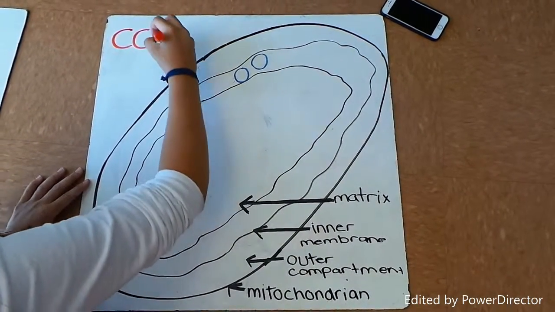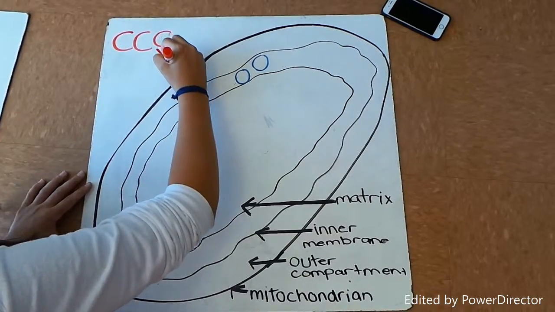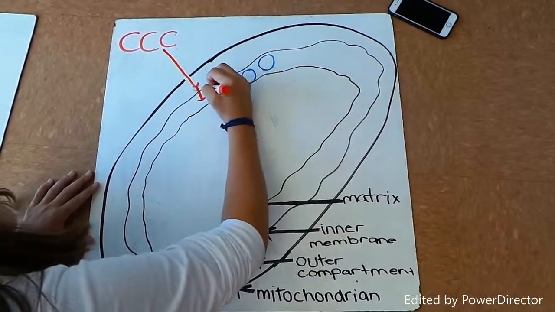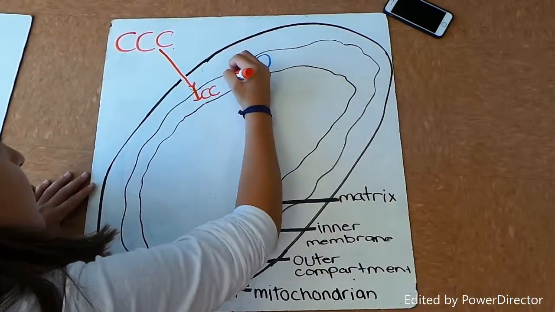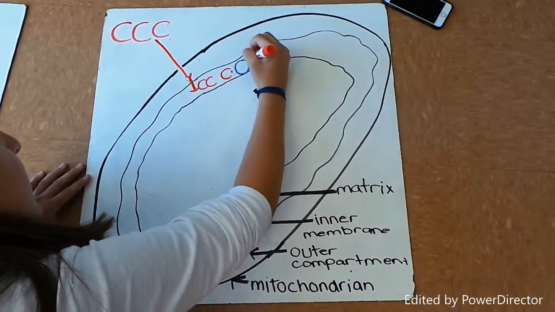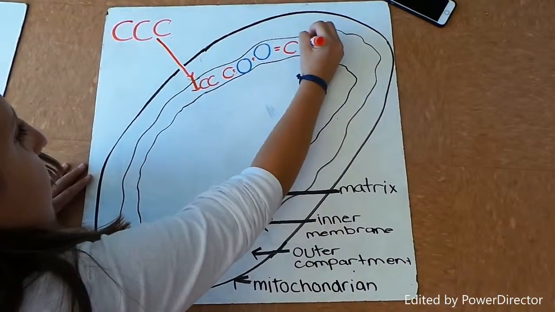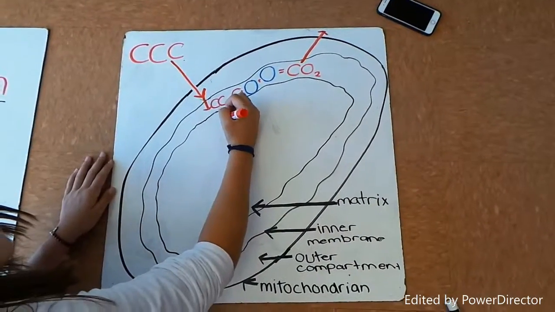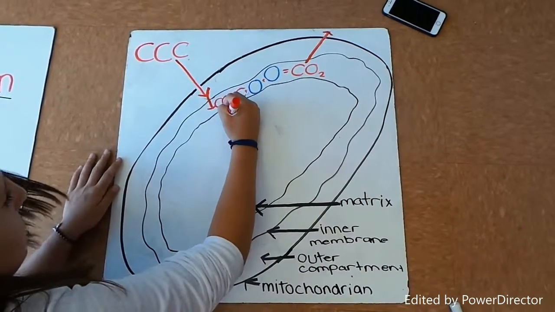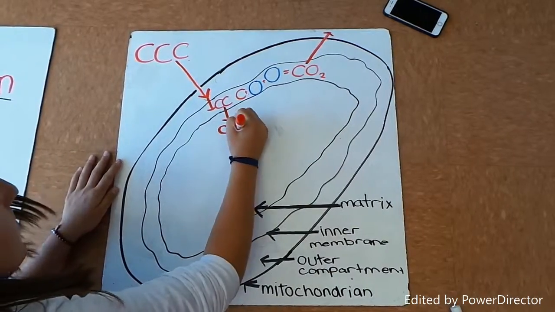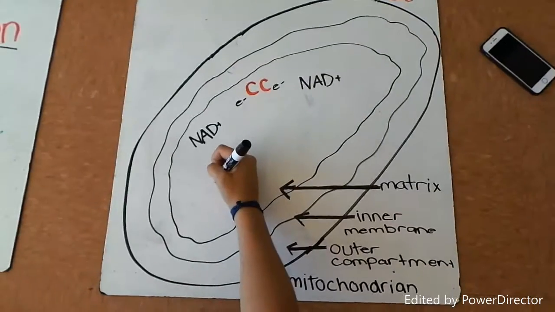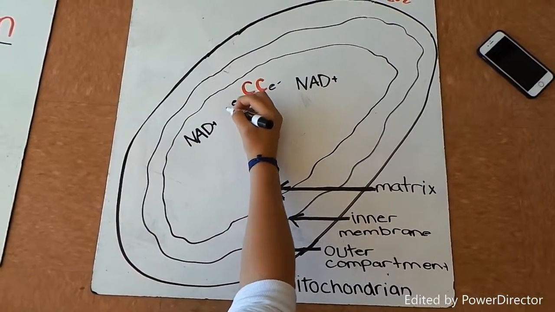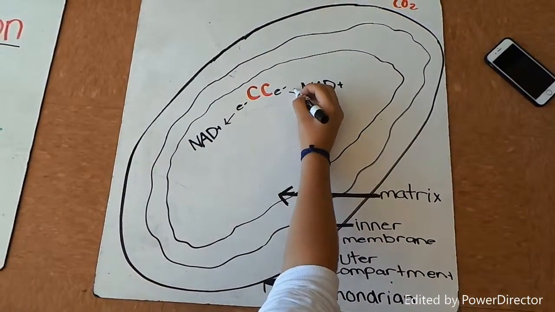1 pyruvate passes through the outer membrane of the mitochondrion and into the outer compartment, then passes through the inner membrane. While passing through the inner membrane, 1 pyruvate loses a carbon atom, which is accepted by O2, forming CO2. The pyruvate continues and passes into the mitochondrion matrix. Electrons are transferred from the carbon atoms to NAD positive, forming 2 NADH carriers.